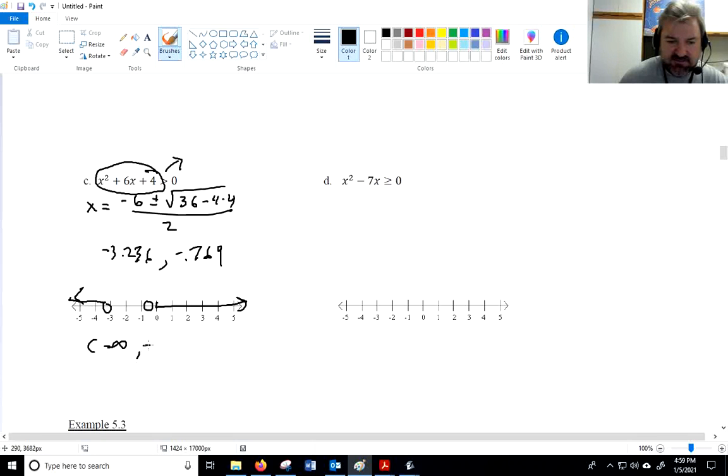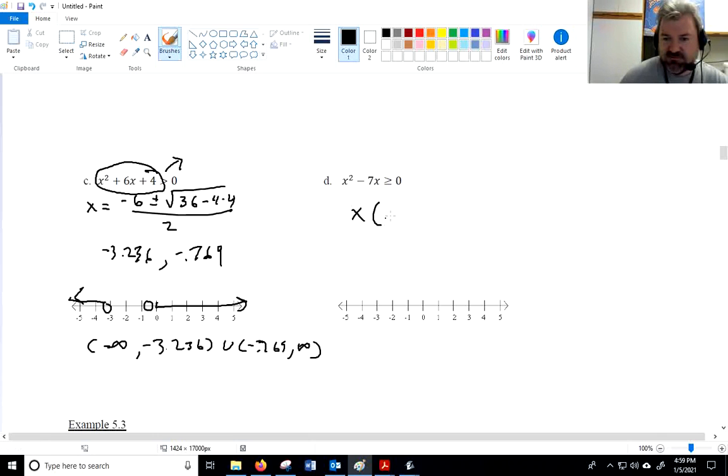So negative infinity to negative 3, union. Oops, that's not negative 3. I'm sorry about that. That's negative 3.236. And that's union negative 0.769 to infinity.